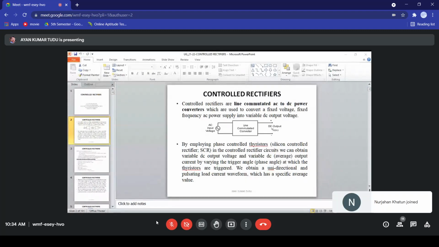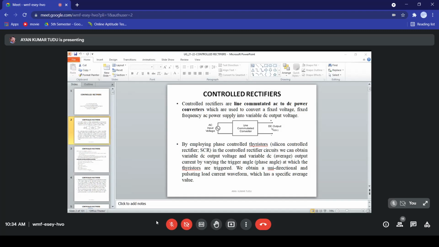Controlled rectifiers are nothing but line commutated AC to DC power converters, which are used to convert a fixed voltage, fixed frequency AC power supply into variable DC output voltage. So there would be an AC input voltage of fixed frequency and fixed voltage, and after passing through the line commutated converter, the output we'll be getting is a variable DC output voltage.